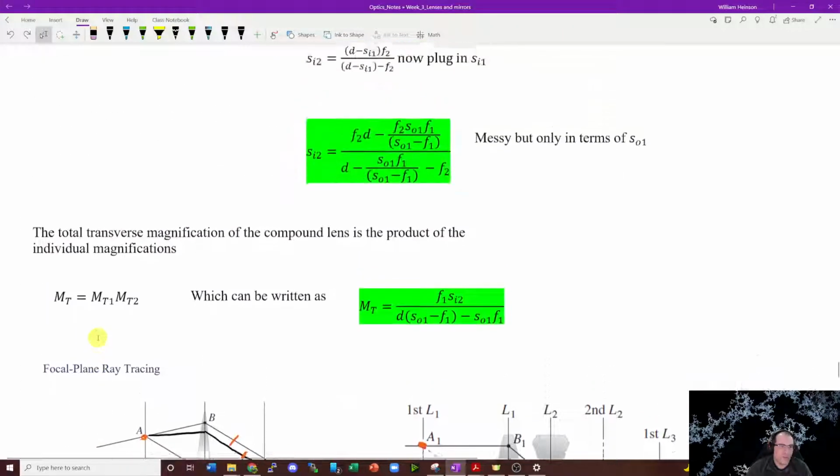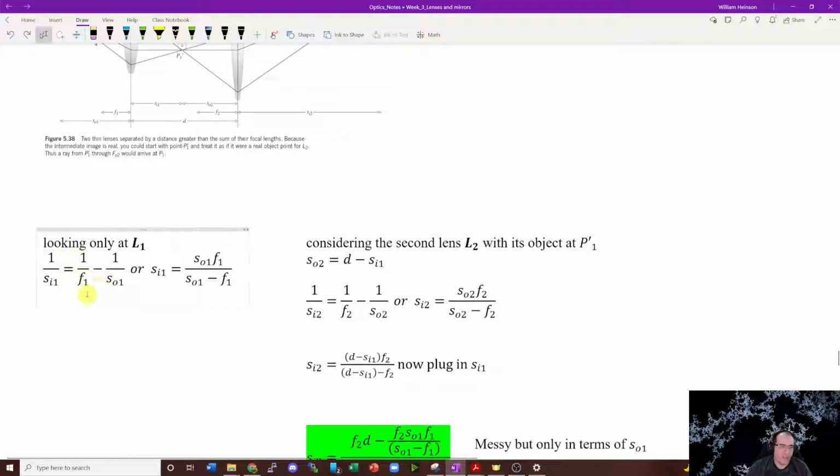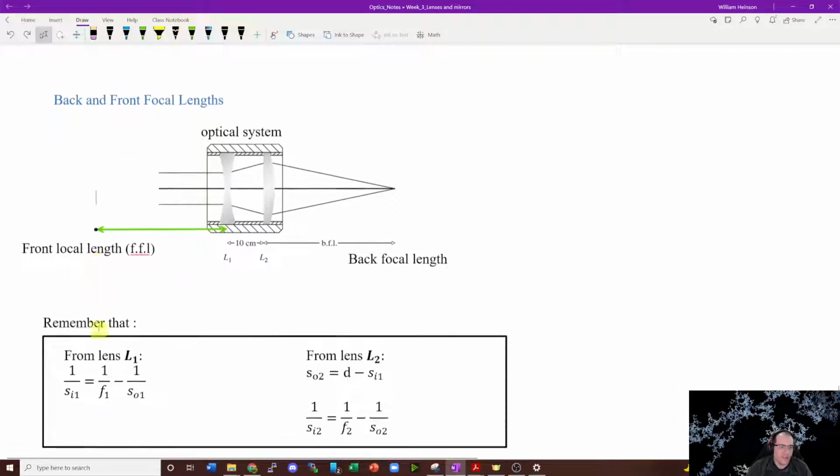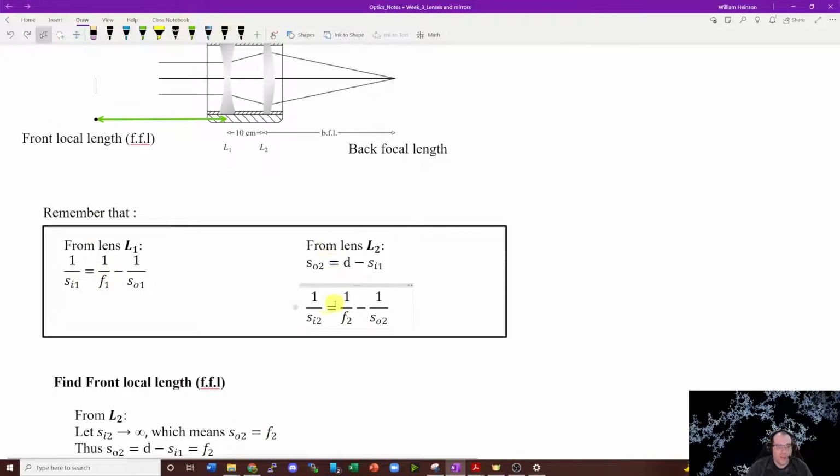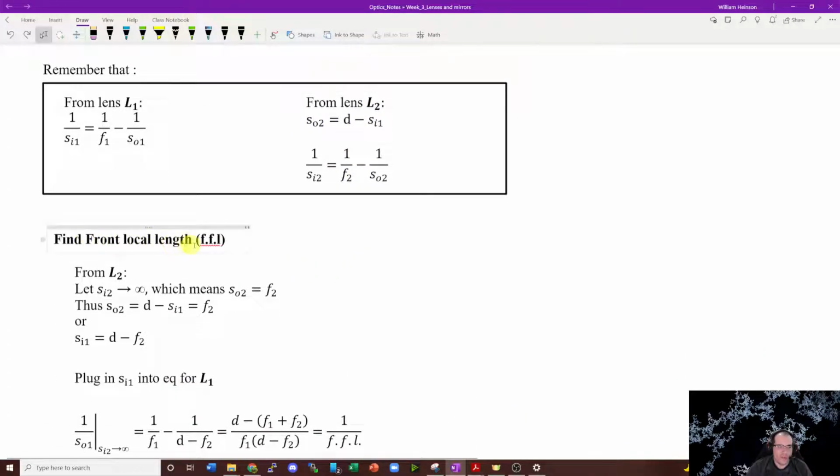From lens 1, we're going to take, remember we're doing this right here, our Gaussian lens equation from this one, and our Gaussian lens equation from 2, and then this linkage here. So to find the front, we're going to set the image of the whole system, the final image distance, to infinity, which means object distance equals f2. So from this, object distance equals this minus this, has to equal f2. So our image distance 1 is d minus f2.